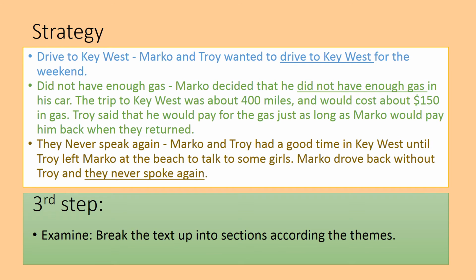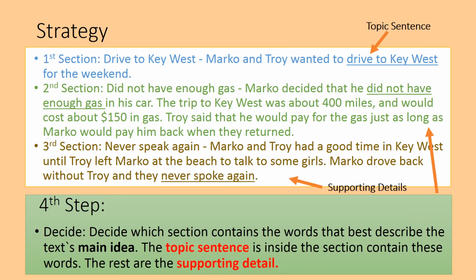So the third step would be to simply break up the text into sections according to the themes and the supporting details for each section. The fourth step is to go ahead and look at the sections that we have divided in this passage. And from there, go ahead and try to identify the topic sentence. In this case, we see that it's in the first section, the first sentence. This is not always the case, but in this example it is. The other 2 sections and the rest of the passage is just supporting details for this main and critical information.